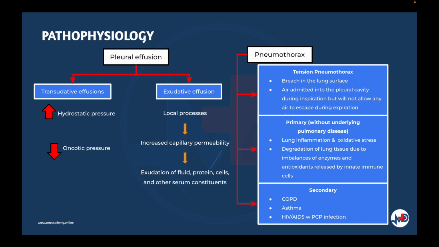In primary pneumothorax, it happens without the presence of any underlying pulmonary disease. The hypothesis here is the lung inflammation and oxidative stress seen in smokers, causing degradation of lung tissue due to the imbalances of the enzymes and antioxidants released by the innate immune cells. However, secondary pneumothorax occurs with pulmonary diseases such as chronic obstructive pulmonary disease or COPD, asthma, HIV, or is also seen in patients with pneumocystis carinii pneumoniae.